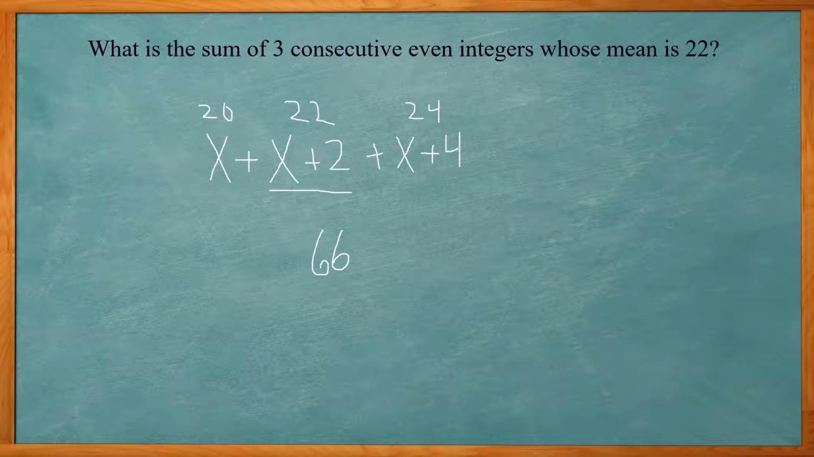So here you have to recognize that of 3 consecutive even integers, the middle one would be the mean. Now this really only works when you have an odd number of numbers. We have 3 here. We had 4. The mean would be the average of the 2 middle numbers.